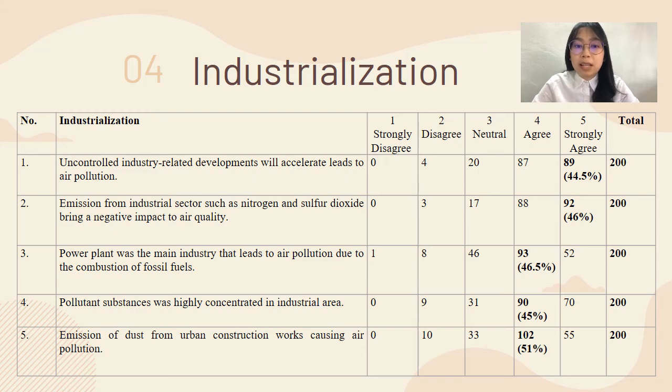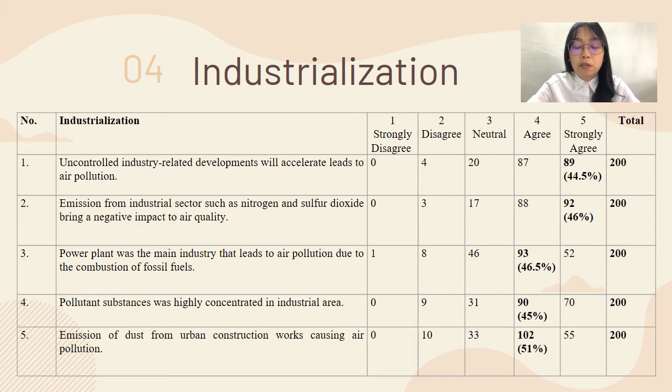Then for the industrialization, based on the analysis, 46% of the respondents strongly agree with statement 2 and 44.5% with statement 1. This is because the uncontrolled industry-related development in Malaysia will increase the emission of pollutant substances from industrial processes such as vapors, aerosols, solid particles, toxic gases, and smoke, which will affect the air quality.